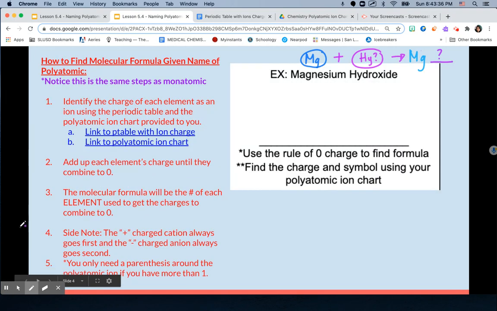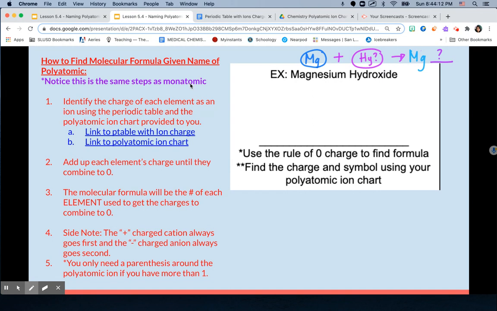Okay, so let's figure out what we can do if we're given the name of a polyatomic ion, like magnesium hydroxide. How do we figure out its formula? Or how do I figure out what the element symbols look like? So I know that if I check the periodic table, magnesium is going to be Mg, but how do I look up hydroxide, and how do I know what the formula is going to look like when they combine together, right?